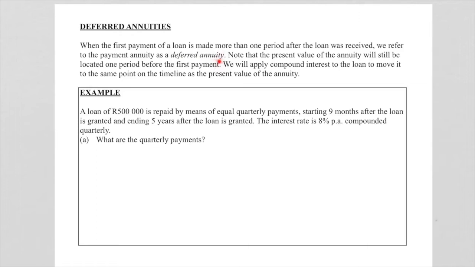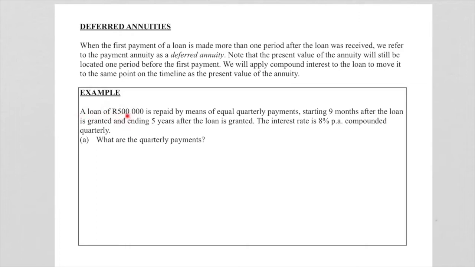When do we call it a deferred annuity? When the first payment is made more than 1, it can be 2 or 3 periods after the loan was granted. Note that the present value of the annuity will still be located 1 period before the first payment. We will apply compound interest to this loan to move it to the same point on the timeline as the present value of the annuity. So let's look at this example.